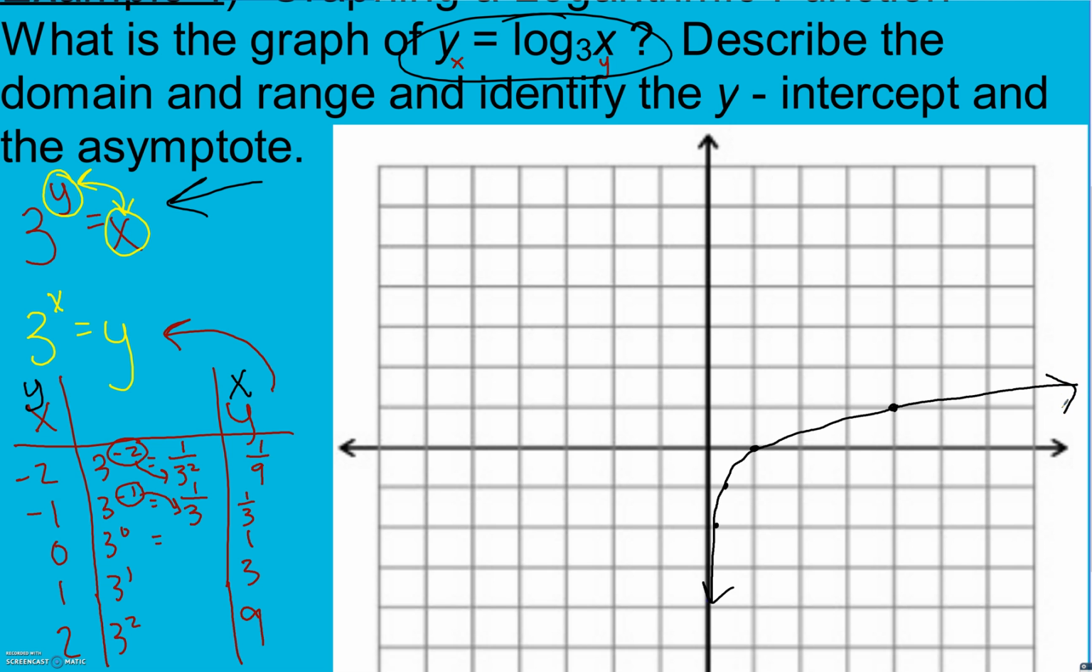And just like with our exponentials, when we had an asymptote on our x-axis here, now we're going to have one on our y-axis because they're inverses. Our x's and our y's swap. So that's what our graph's going to look like.